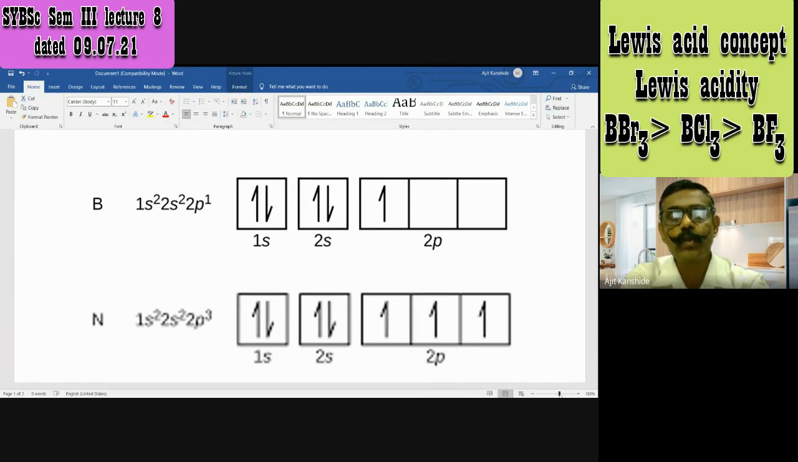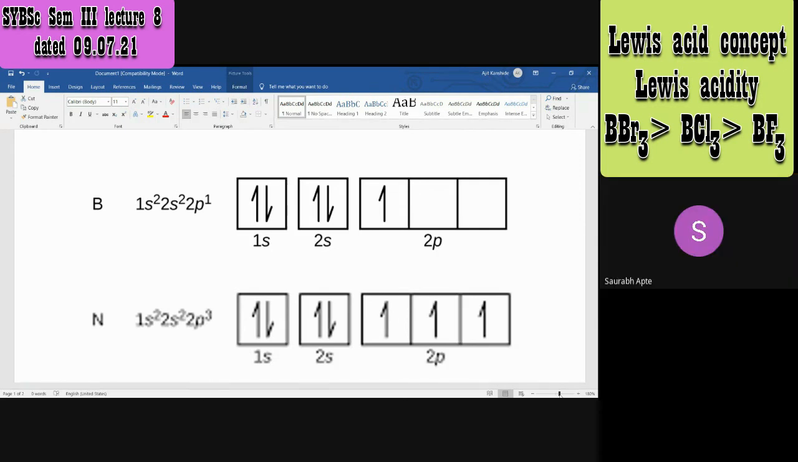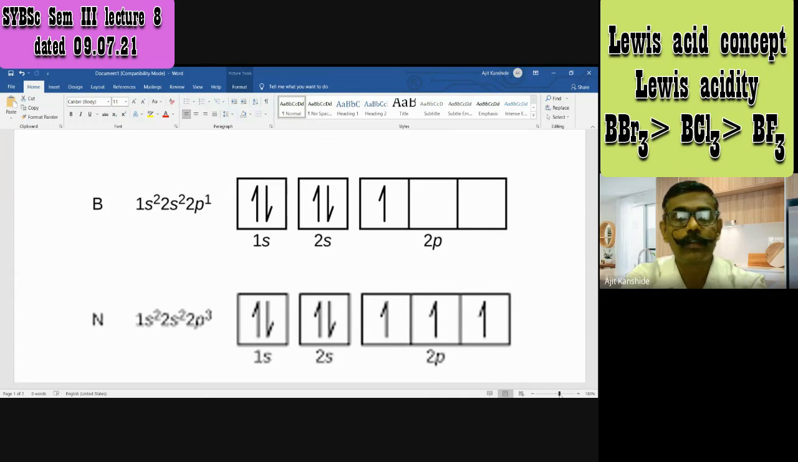1s2, 2s2, 2p1. Students, now I am presenting, so I cannot read the chat messages. So you have to talk now by unmuting. Is the electronic configuration of boron clear to you? Yes, sir. Okay, good. So 1s2, 2s2, 2p1. Wherever 2 electrons are there, those are paired.